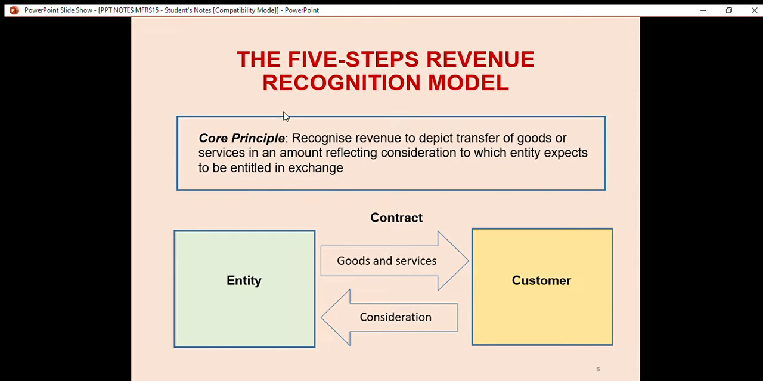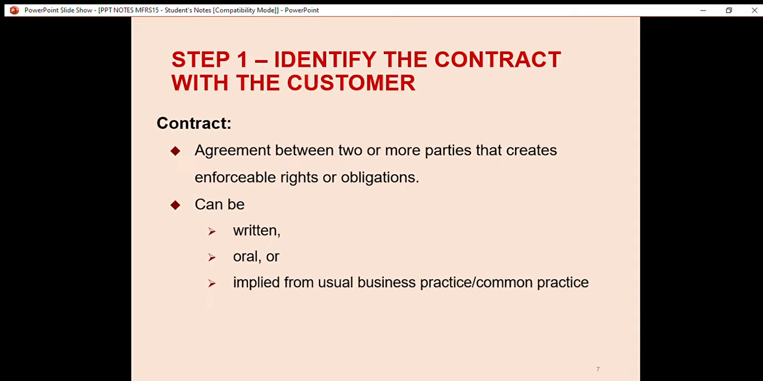The core principle of MFRS 15, in other words, states that the revenue is recognized when the goods or services are transferred to the customer at the transaction price, and the entity expects to receive a payment consideration from the customer in exchange to those transferred goods and services. Now let's move on to step 1, that is identify the contract with customers.